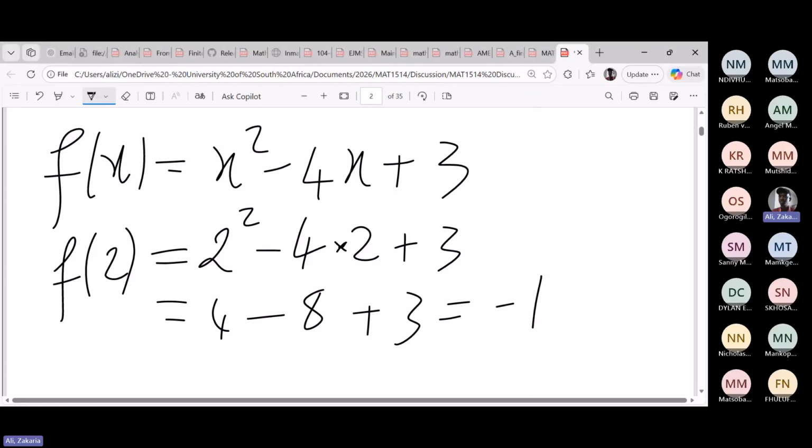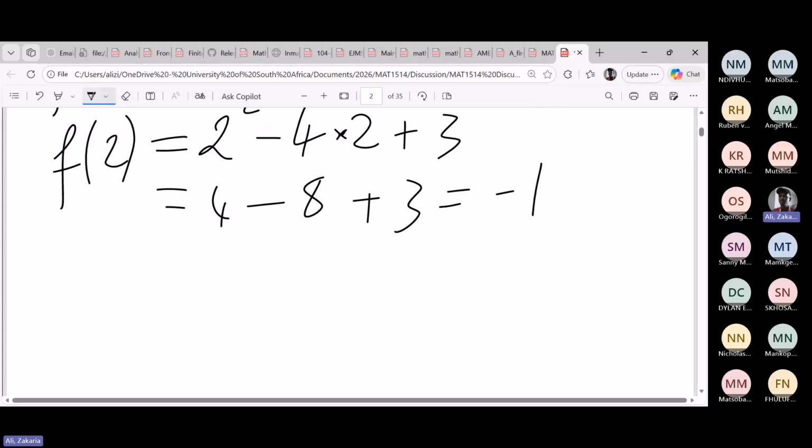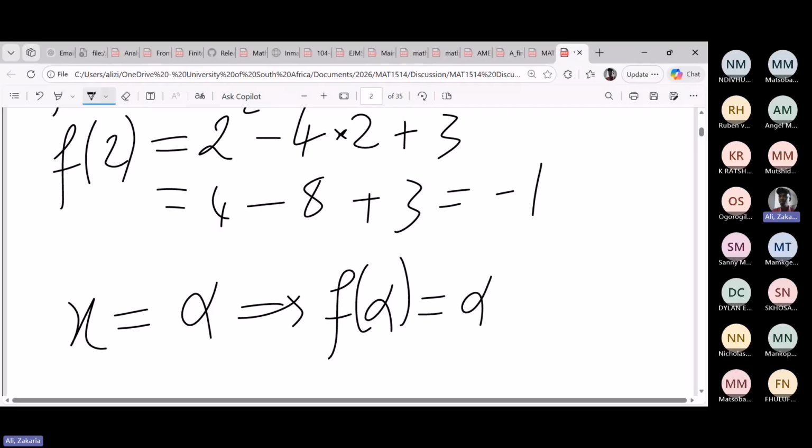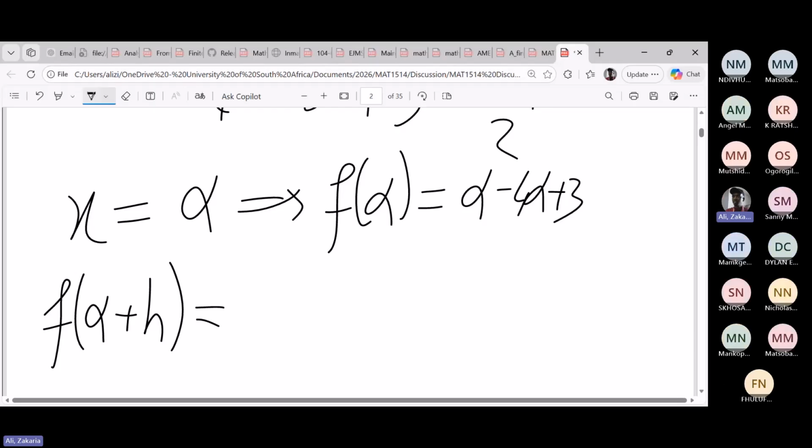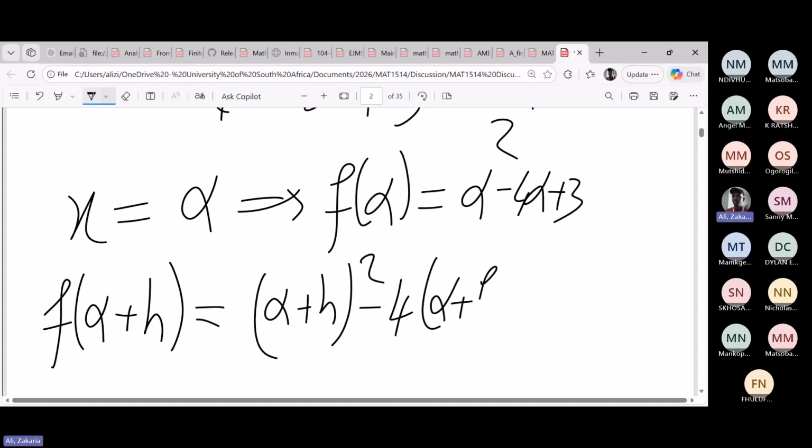Which means that instead of evaluating the function at a number, you can also evaluate it at a letter. So let's say when x is equal to alpha, you can also evaluate f of alpha. Then f of alpha will just be alpha squared minus 4 alpha plus 3. And with that in hand, you can also evaluate at x equal to alpha plus h, f of alpha plus h. And then you just replace x by alpha plus h squared minus 4 times alpha plus h, and then plus 3.